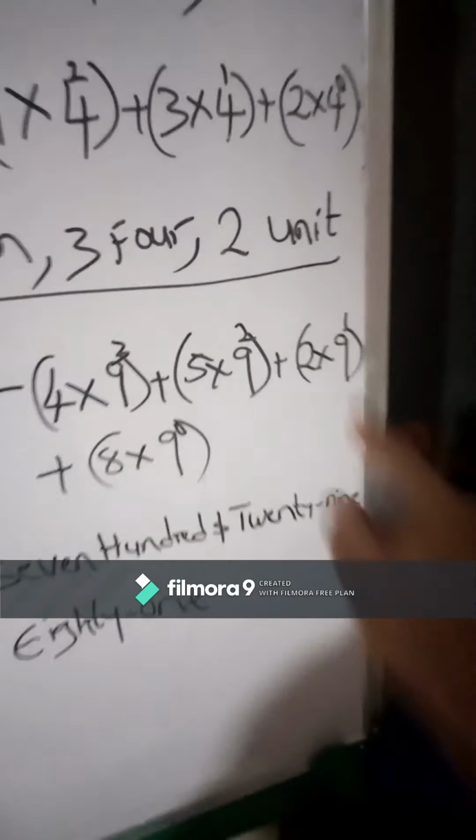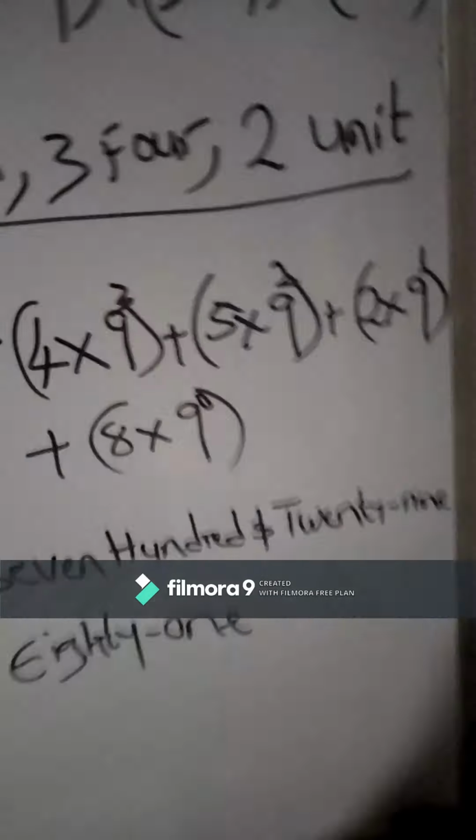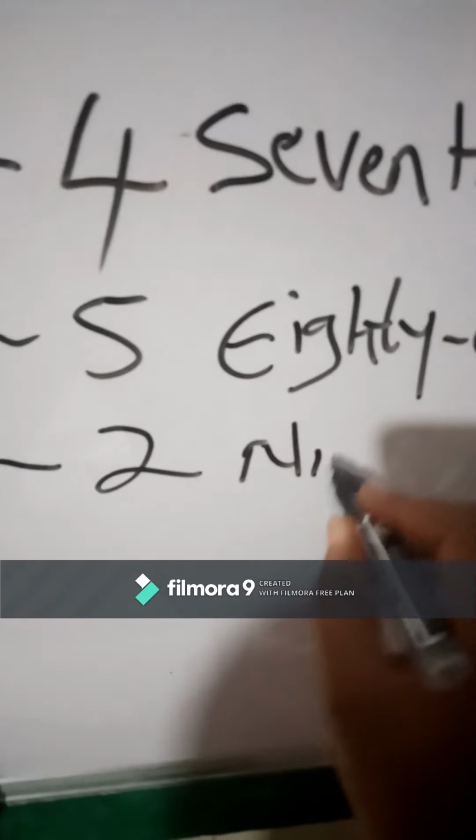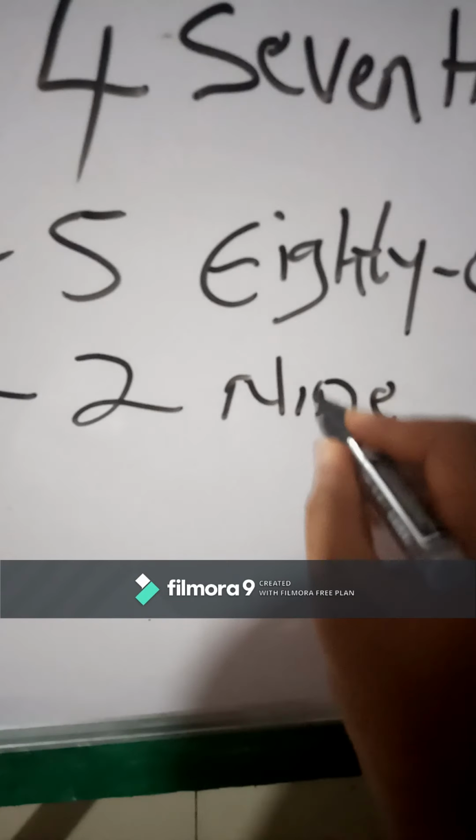The next one is the place value of 2. 9 raised to power 1. 9 raised to power 1 is what? 9. The place value of 2 is 9.